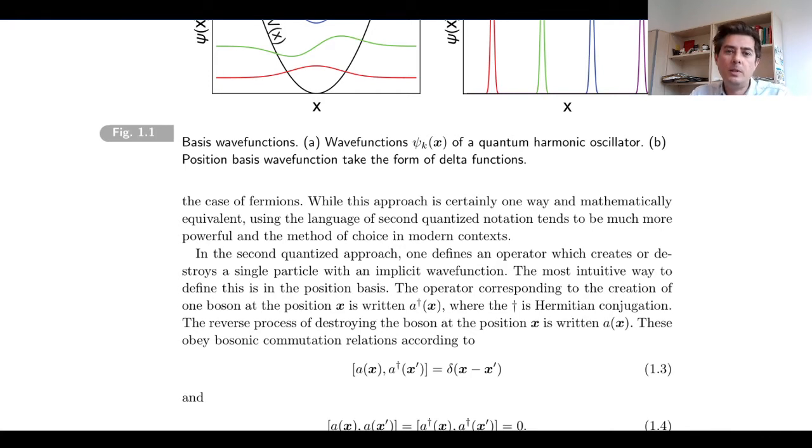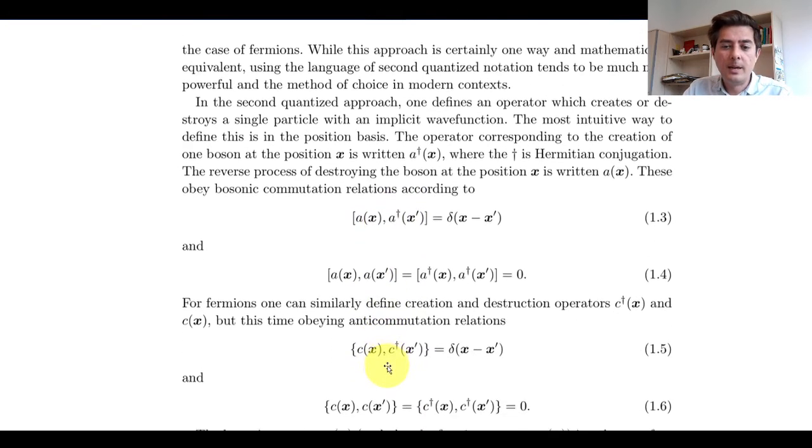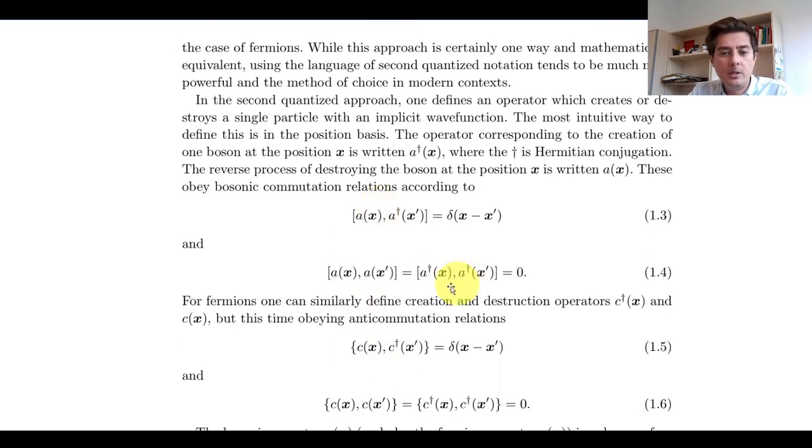For example, in the case that we're going to be dealing with here, often these operators like A, which obey these bosonic commutation relations, are actually creation and destruction operators for individual atoms. And so when we have these commutation relations here, what this is referring to is that we have, say, a particle at position x, so this might be an atom, and that atom is being destroyed or created according to these operators.